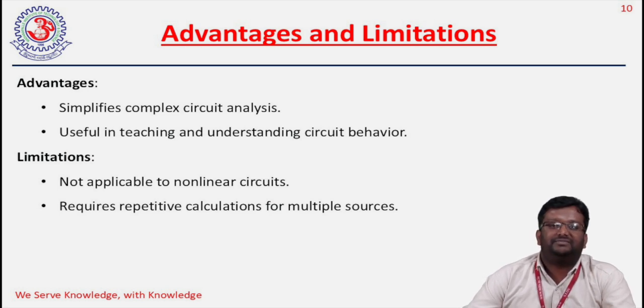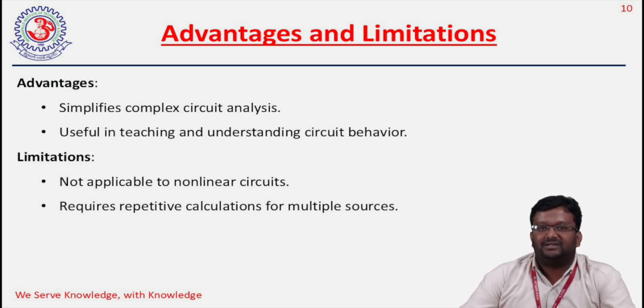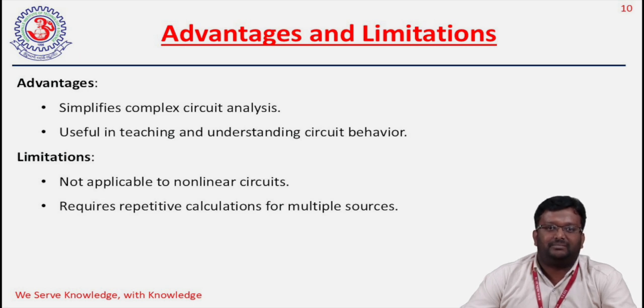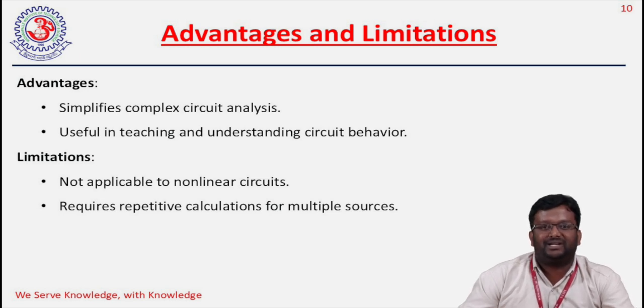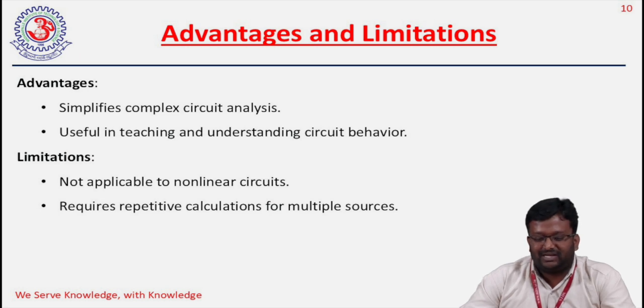If there are multiple sources, like 4 sources or 5 sources, as in a complex network, then for each source we need to apply the same steps to find its effect on a particular element, the current flowing through that element due to that particular source. We need to repeat it multiple times. If the sources increase, the procedure will be repeated multiple times, so it takes more time. That is a limitation of the superposition theorem.